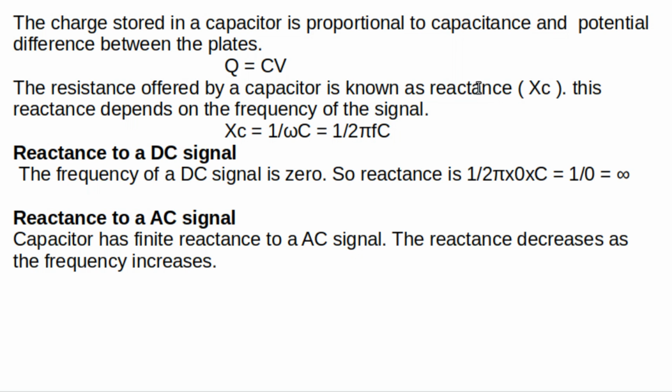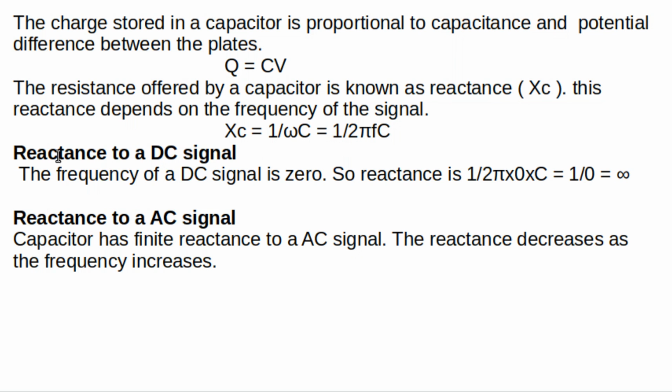And we have an equation here for the reactance of a capacitor: Xc equals 1 by omega C, and we know that omega is equal to 2 pi f. So we can write this equation as Xc equals 1 by 2 pi f C.